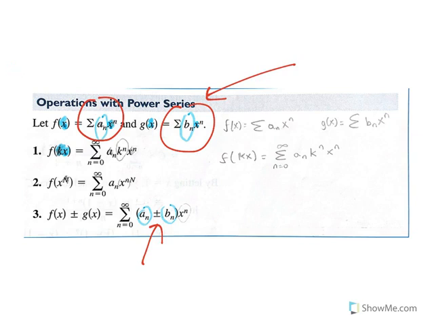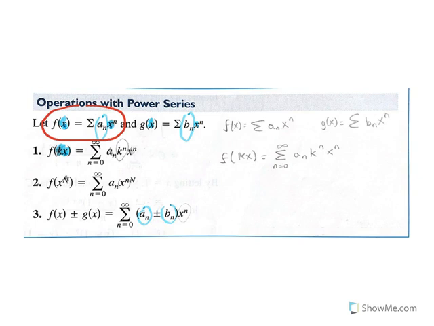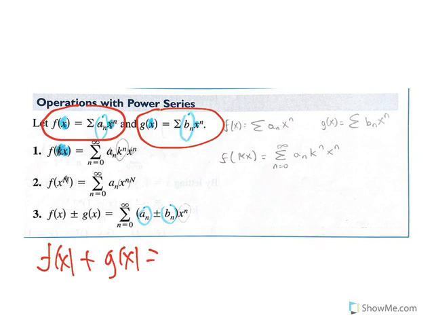look at just what we have here. So we have operations with power series. Let f of x be the power series with nth term a sub n times x to the n, and let g of x be the power series with the nth term b sub n times x to the n. So what are we going to do to combine these two power series to get f of x plus g of x? We simply do this. We're going to add the nth terms of the two power series together.